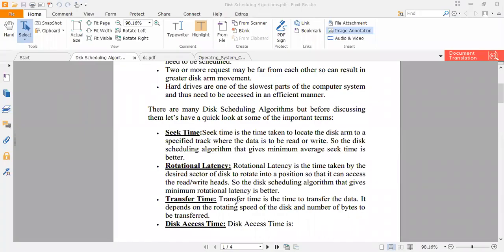For example, in case of this example, suppose the data is here and we have to next access the data from there. Then the time taken for the disk arm to move from this location to this location will be called the seek time. So as we can see, according to the definition, seek time is the time taken to locate the disk arm to a specified track where the data is to be read or written. So the disk scheduling algorithm that gives minimum average seek time will be better.